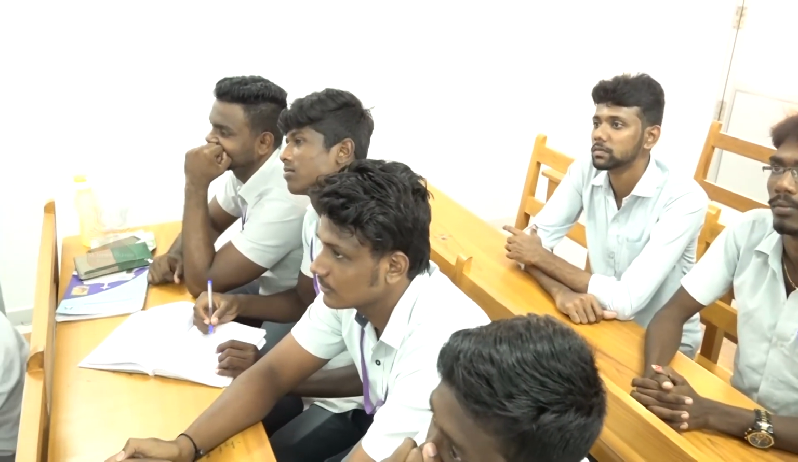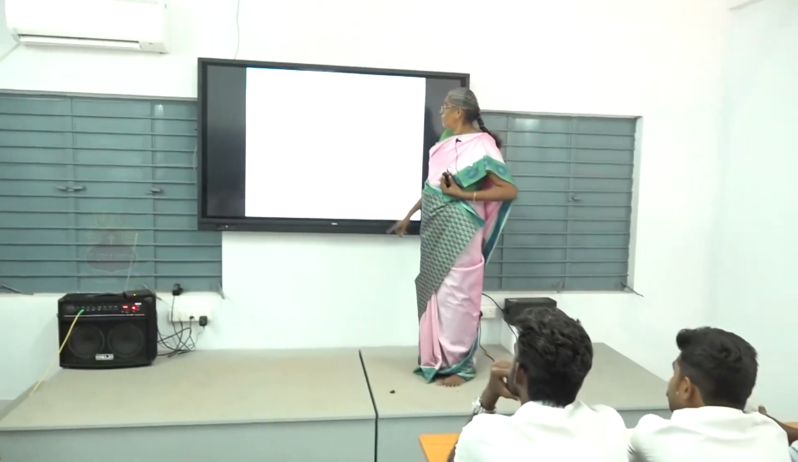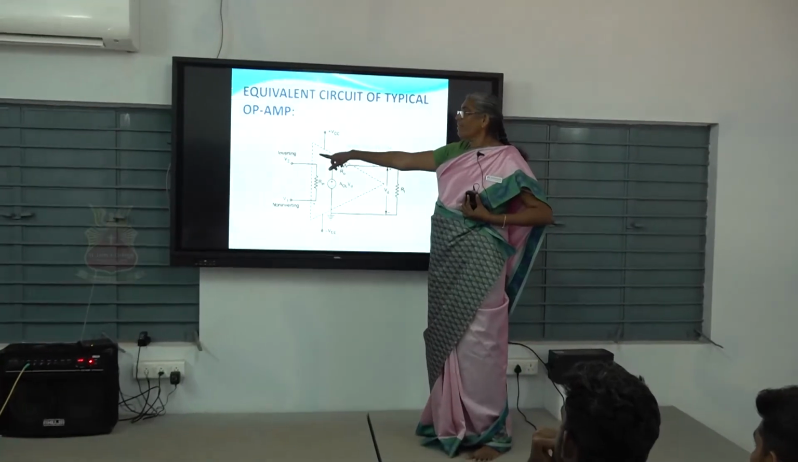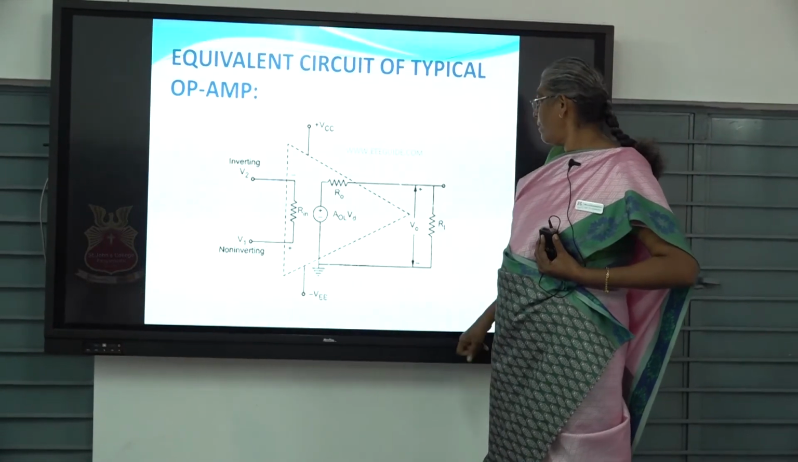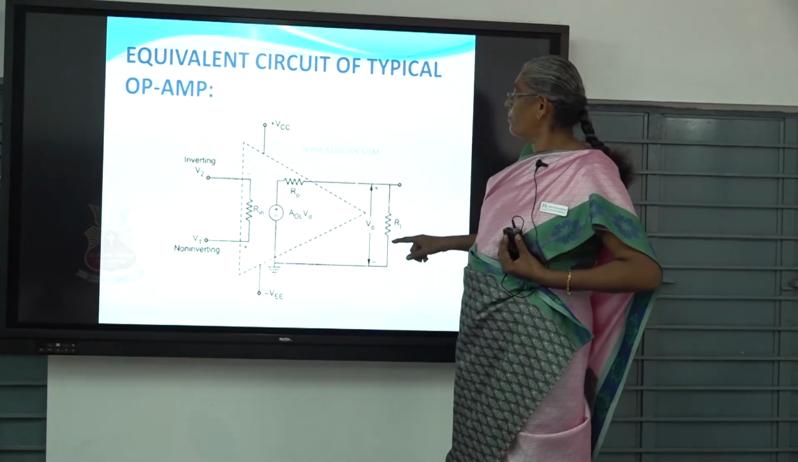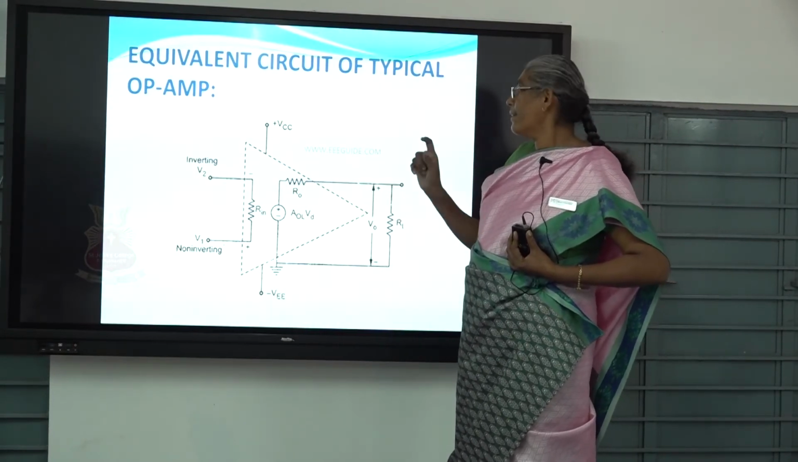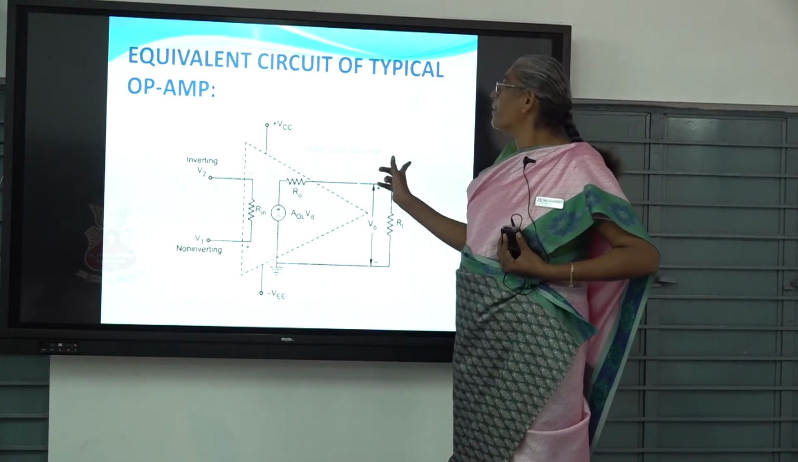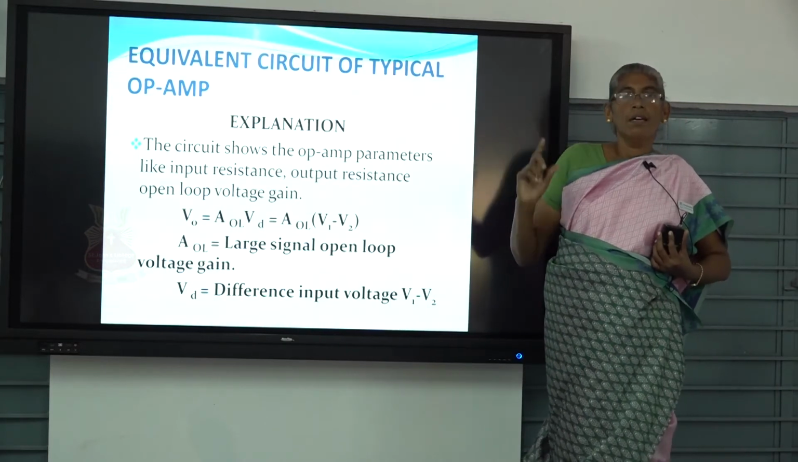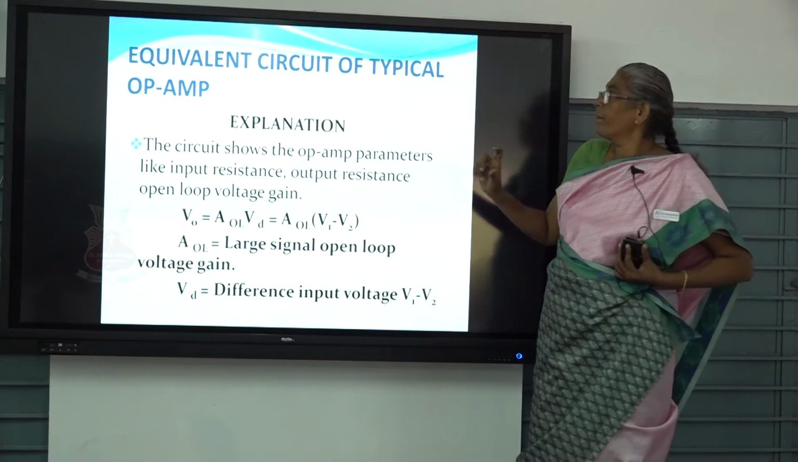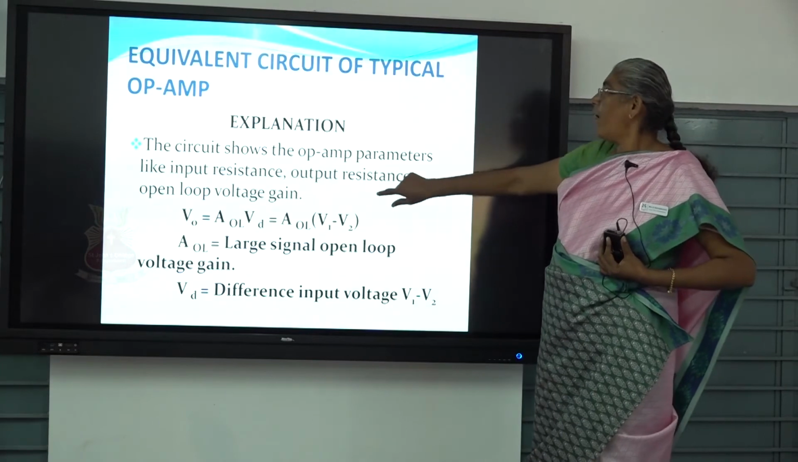Next, the equivalent circuit of a typical op amp. There is the inverting input, non-inverting input, the input resistance, and also the load resistance. This is the output resistance R0. A0 is also the gain of the typical op amp. A typical op amp is the practical op amp. An ideal op amp is a normal op amp. The equivalent circuit of a typical op amp shows the op amp parameters.